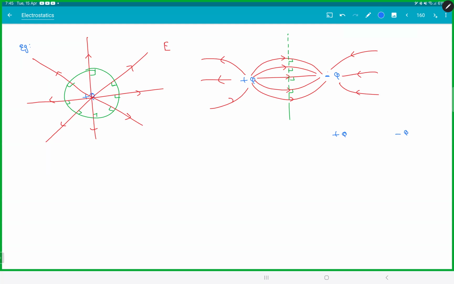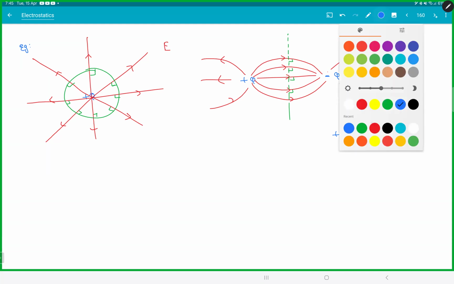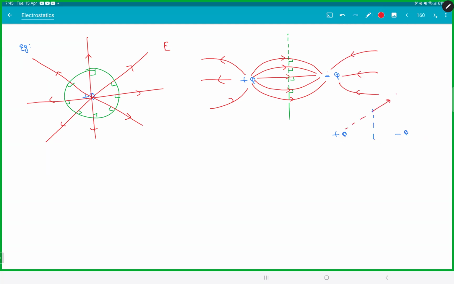Dekho na, plus q minus q. If you take a bisector here, this plus q will push the field this way. This minus q will attract the field this way. The resultant will be this way. It is perpendicular to the bisector.